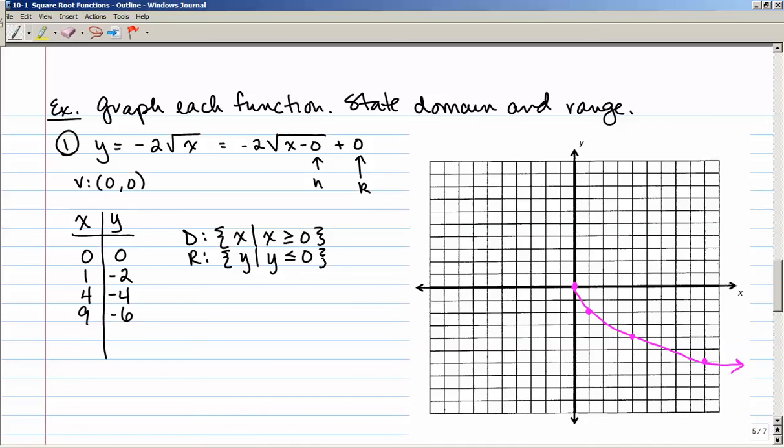The starting points for your domain and range, the numbers that appear here, are always going to be the values of your vertex, the x and y of your vertex. And it's just really helpful to look at the graph to figure out if it's going to be a greater than or equal to or a less than or equal to. So as x is getting bigger, y is getting smaller. That's why my x is a greater than and my y is a less than.